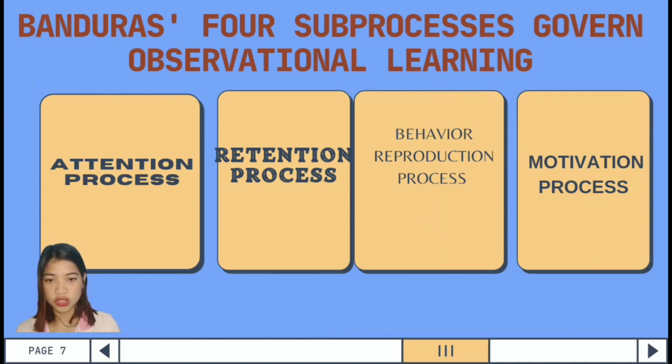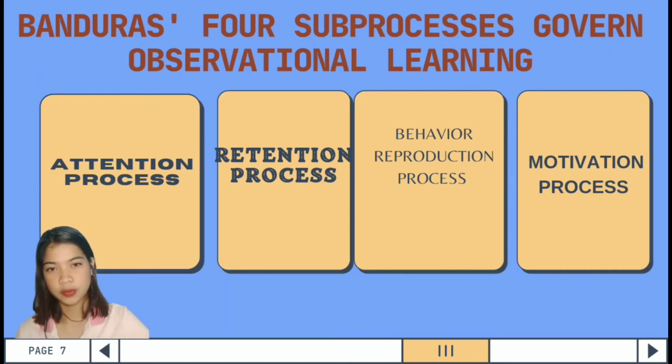The behavior production process is the third subprocess. During this process, the person translates the memory representation of the modeled action and turns it into physical action. Successful accomplishment of this process requires that the individual possess the physical capability to perform the modeled action.